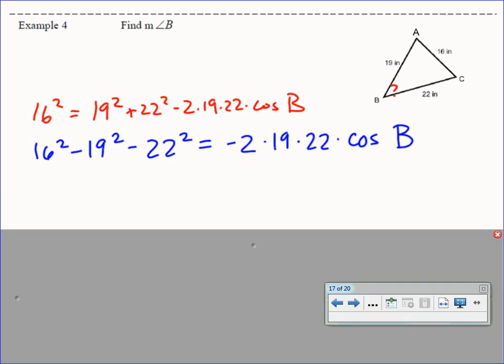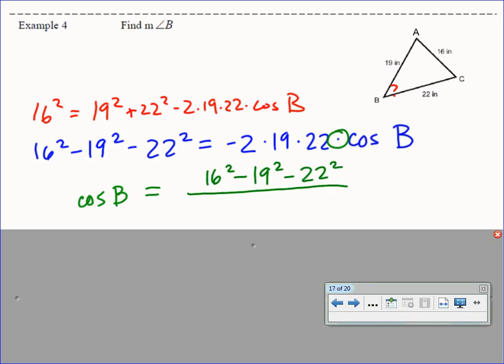Next, we'll isolate cosine B by dividing both sides to undo that multiplication. What am I going to divide by? I'm going to divide both sides by negative 2 times 19 times 22. So cosine of angle B will be given by 16 squared minus 19 squared minus 22 squared, all over the opposite of 2 times 19 times 22.